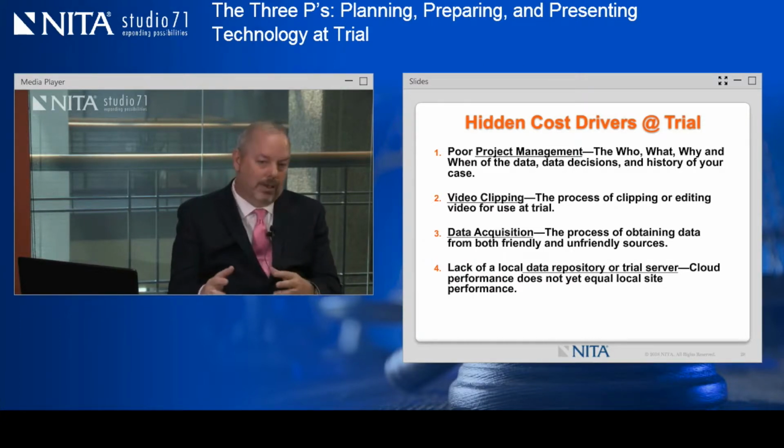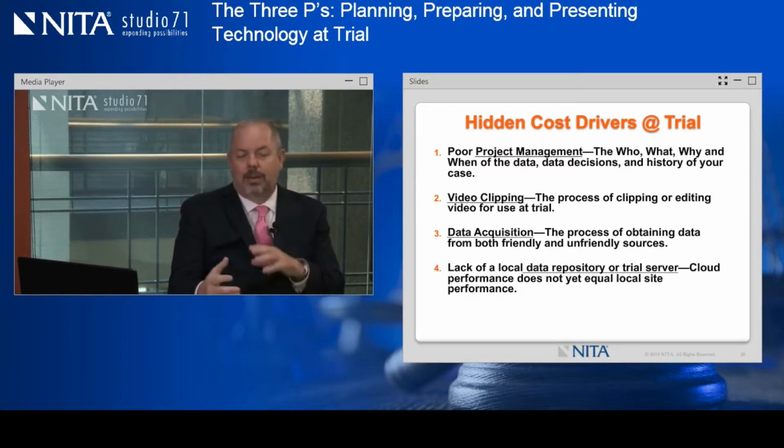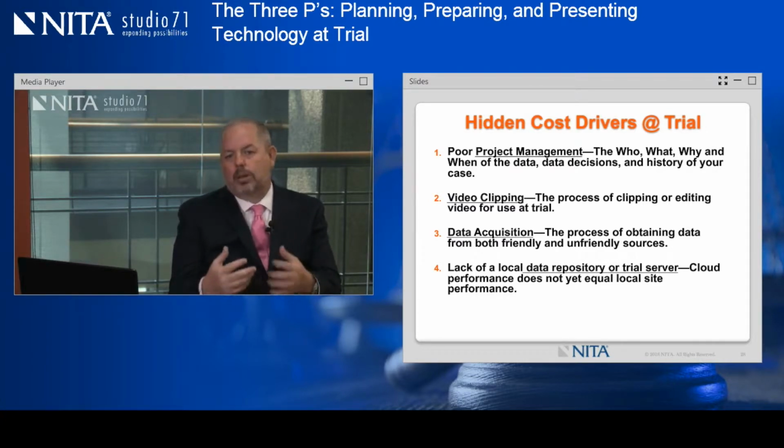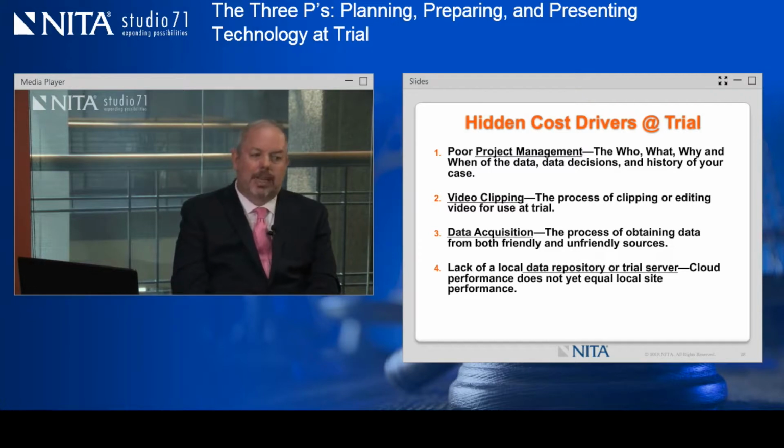There was an expression I once heard amongst a team that wasn't acquiring data efficiently and they didn't have a cloud-based repository. They said, if we had this all in the cloud, 2 could do the work of 14. So last, local data. You simply can't print from the cloud as you do from a file located on your local PC. Cloud performance does not yet equal local site performance. So you need to measure these things before you go to trial if you're off-site.